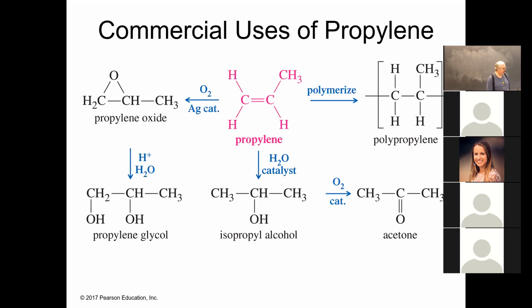Okay. Propylene can also be used to make isopropyl alcohol, okay, what we know as rubbing alcohol. It's also a useful solvent in the laboratory. Isopropyl alcohol, of course, can be oxidized to acetone.